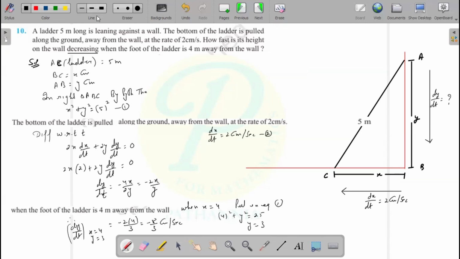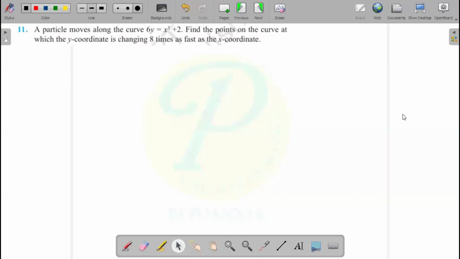Answer: the height of the ladder is decreasing at the rate of 8/3 centimeter per second. Question number 11 from your NCERT book.